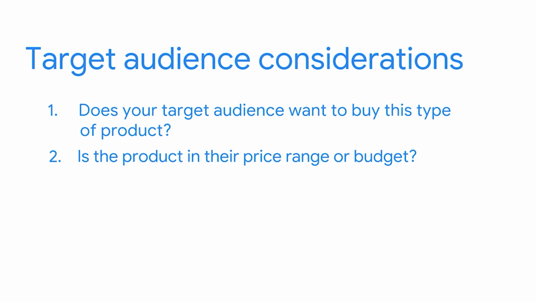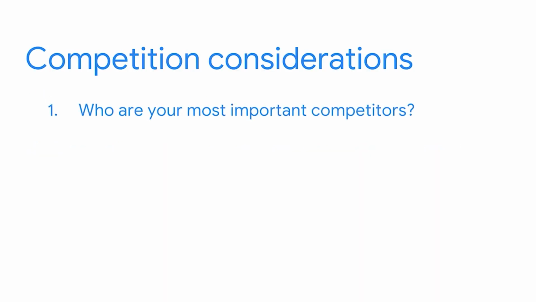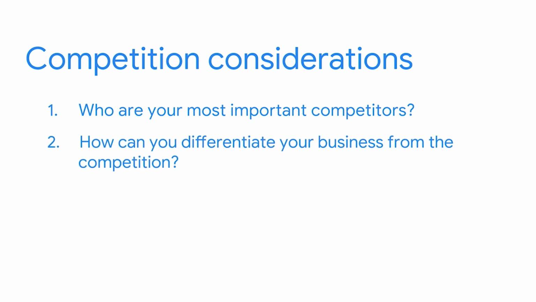And finally, you'll need to understand the competition, or the other sellers that exist already in the market. Who are your most important competitors? How can you differentiate your business from the competition and provide a better product or experience? All of these questions help you form a better understanding of your industry and your customers. Your research findings will help you make better decisions in all areas of your business, including the types of products that you sell, the prices that you set, and how you market to customers.